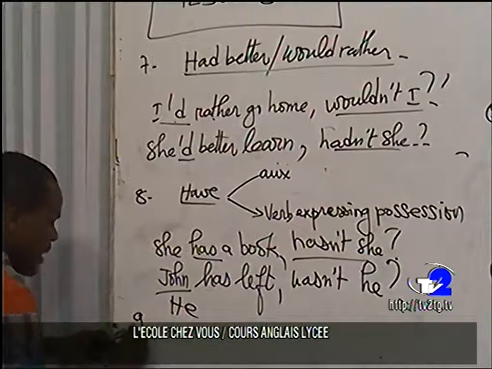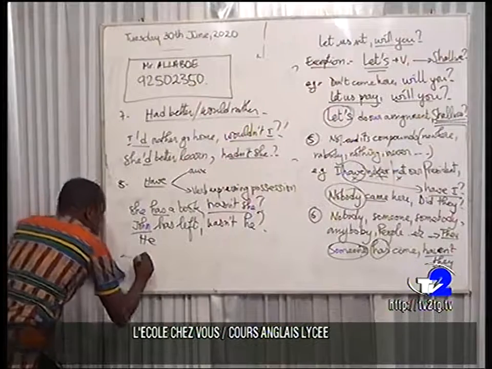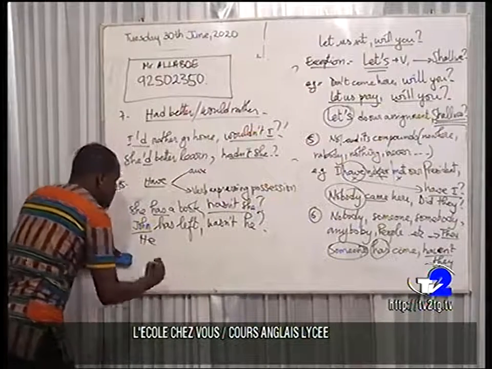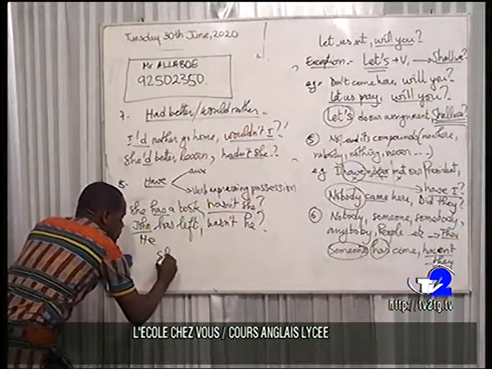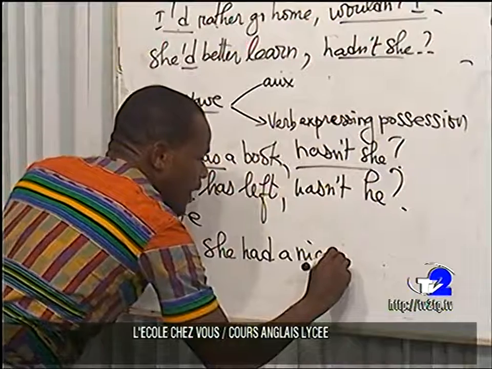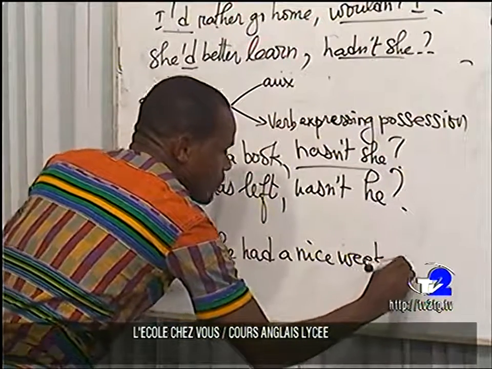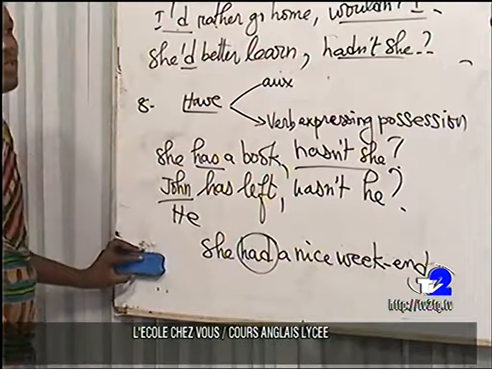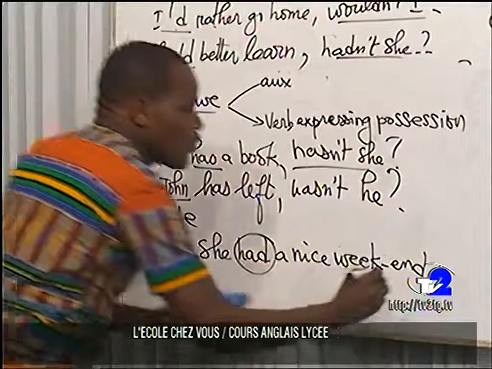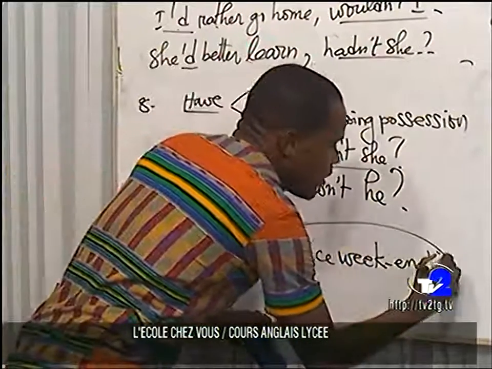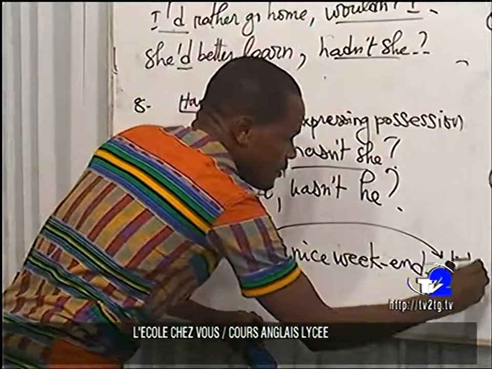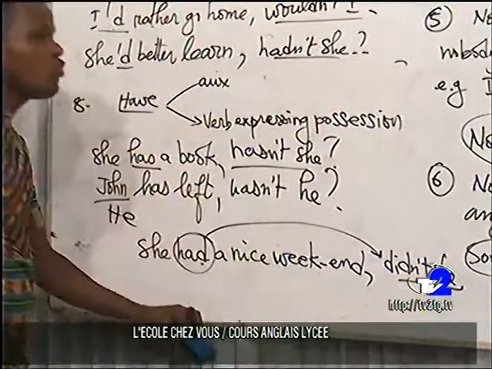Now before the last one, when we use have in idiomatic expressions or in some phrases, for instance, she had a nice weekend. Here, had is not used to express a possession. No, it is used in an idiomatic way or in a phrase. So the question tag should have auxiliary do. It is in past, so you have to say did. Positive sentence, didn't, and you add she. So you must pay attention.